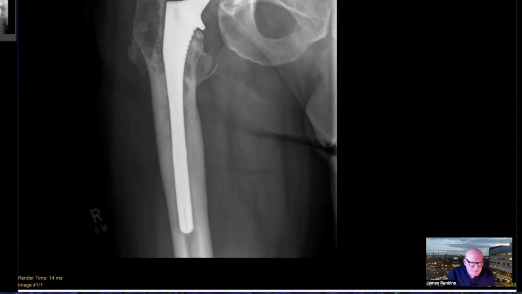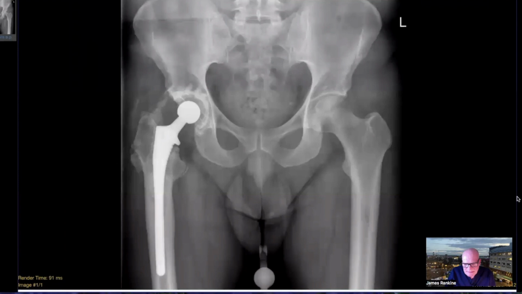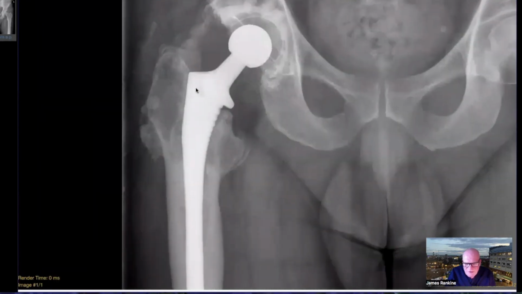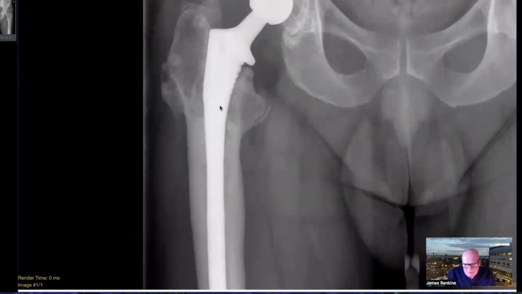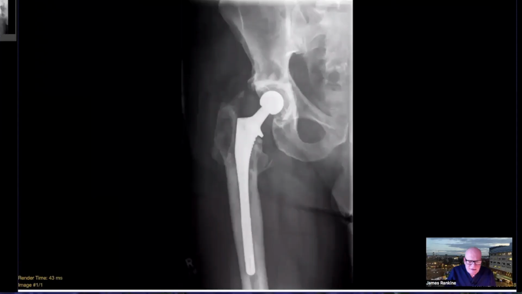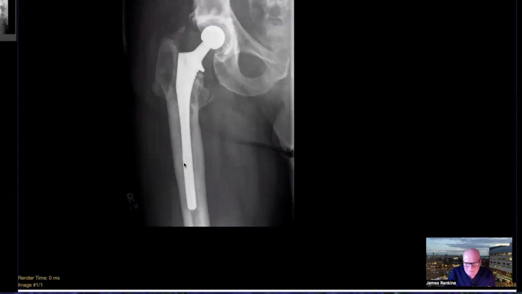If we compare this with the previous film from 1 year previously, what we'll notice is that there's been a change, and very slight lucency here around the proximal component, but nothing like the lucency that was present on the previous one. So this is a case of a fracture across the prosthesis. So the prosthesis has broken at this point here.